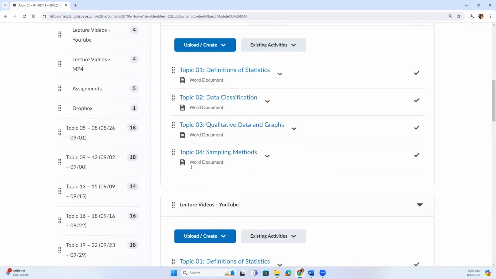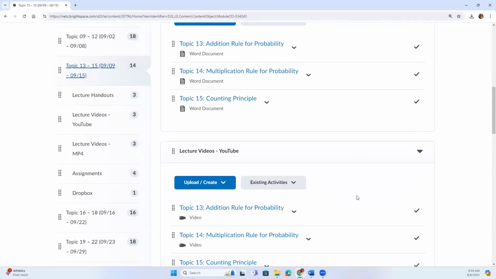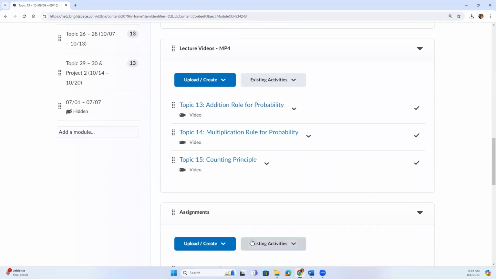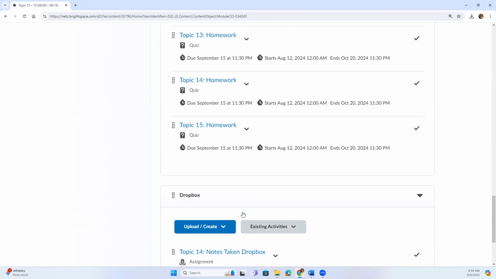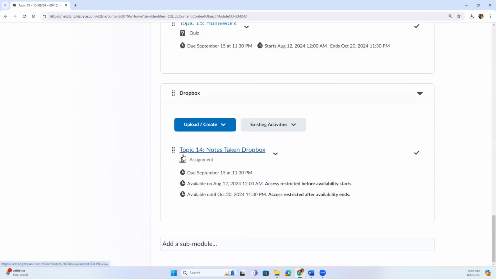So if you click on other weeks, you get the same thing. You have lecture handouts, lecture videos in YouTube or MP4 format, and your discussion and your homework assignment. For this week, you're supposed to take notes and watch a lecture video for topics 13, 14, and 15, but you will only need to turn in the topic 14 notes. The name of the Dropbox tells you which notes you need to turn in.